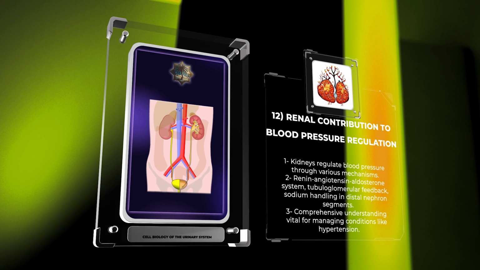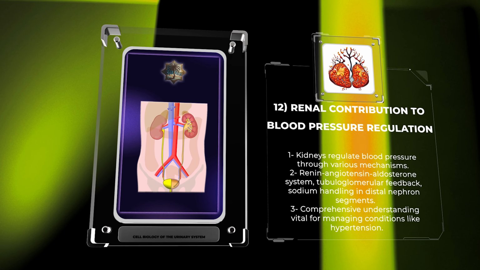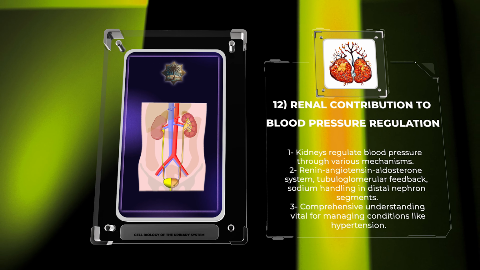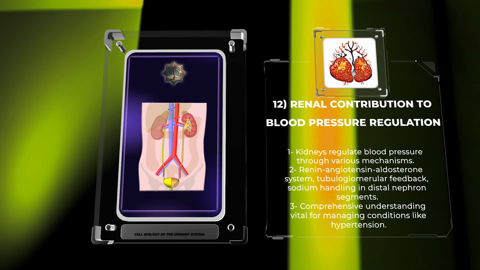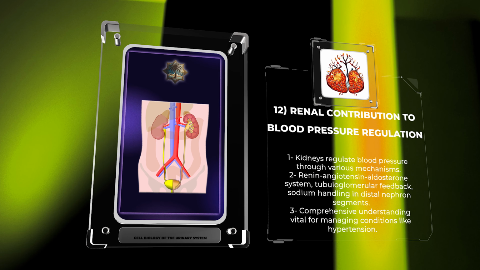The kidneys play a crucial role in regulating blood pressure through various mechanisms. These include the Renin-Angiotensin-Aldosterone system, tubuloglomerular feedback, and sodium handling in the distal nephron segments. A comprehensive understanding of renal contributions to blood pressure regulation is vital for the management of conditions such as hypertension.